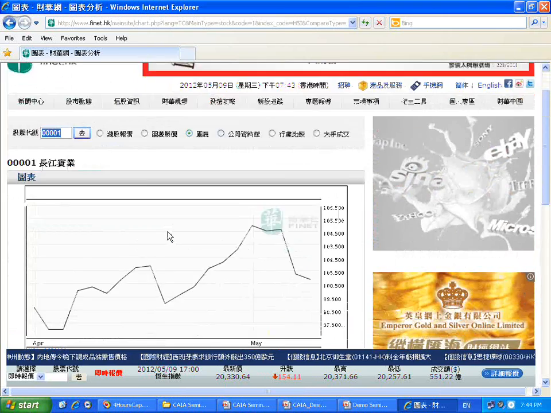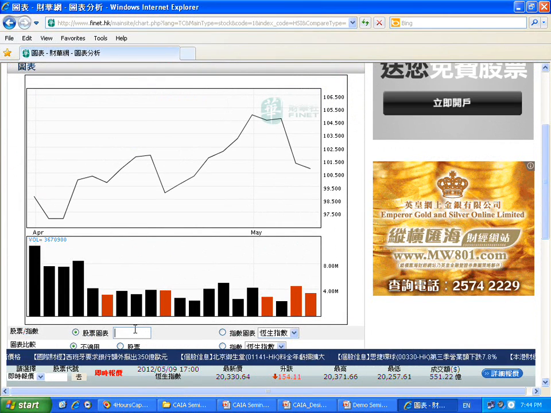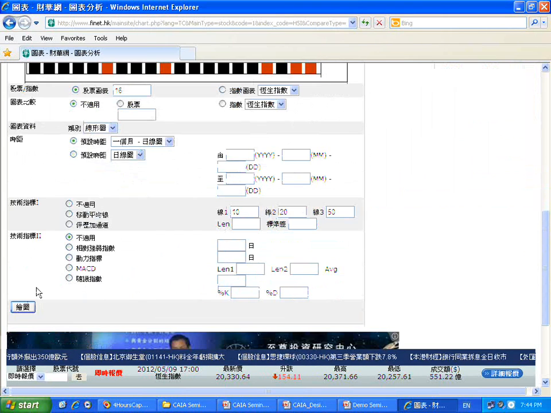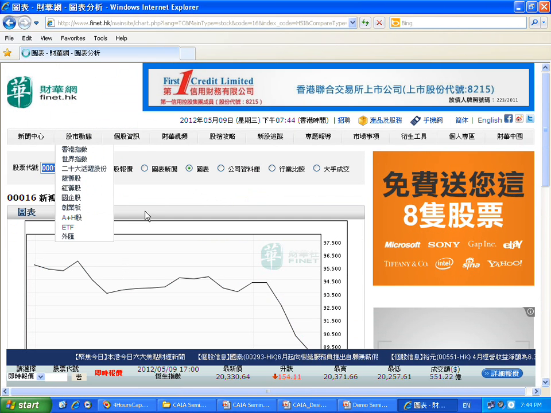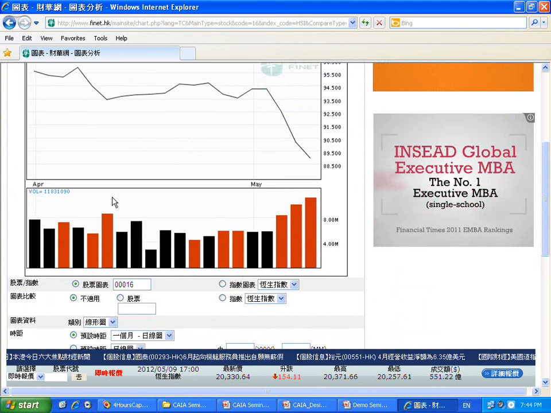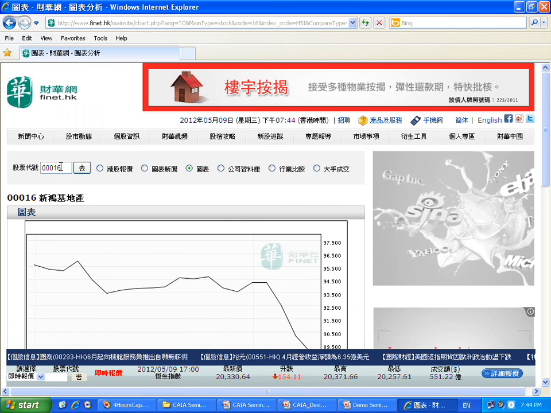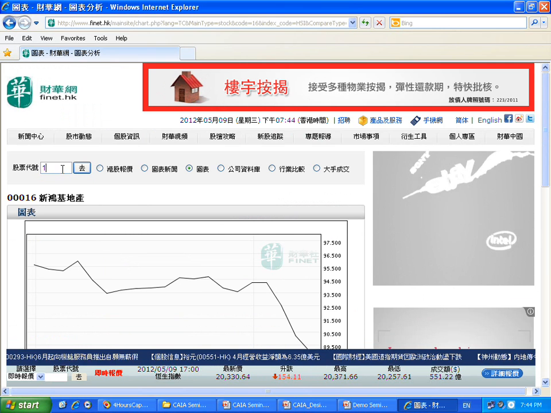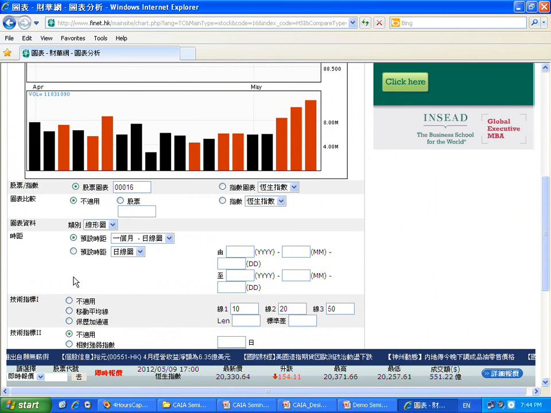But if I want to eliminate all the market risk about the property sector, I can construct a long and short portfolio. I try to compare the relative performance of Sun Hung Kai and Cheung Kong, and let me see whether I can do this in a chart.